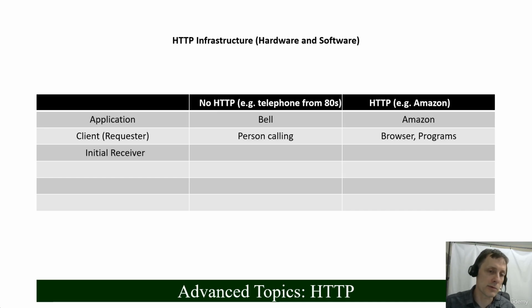Who is the initial receiver? That is the first receiver of the request. That is the telephone. The telephone rings when the request is made.